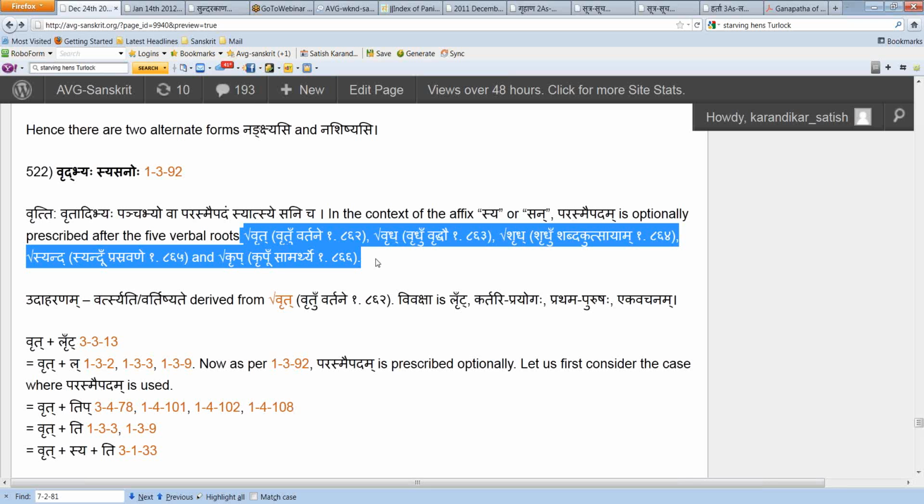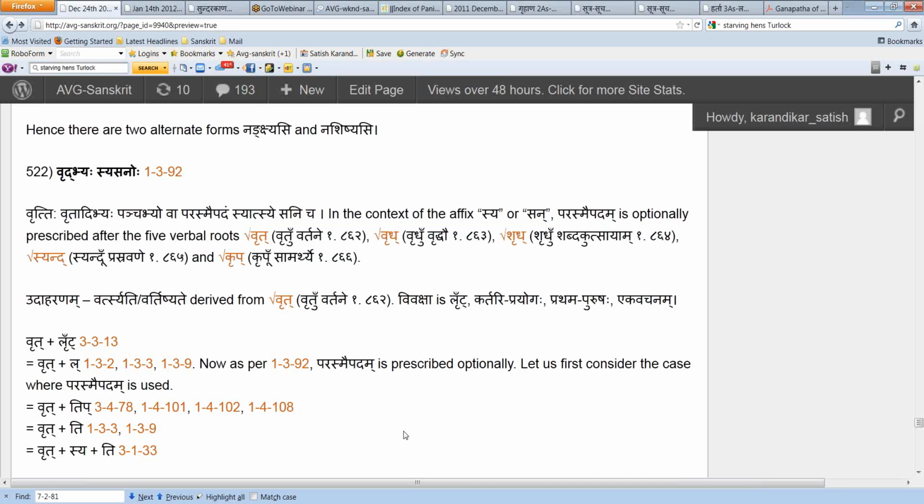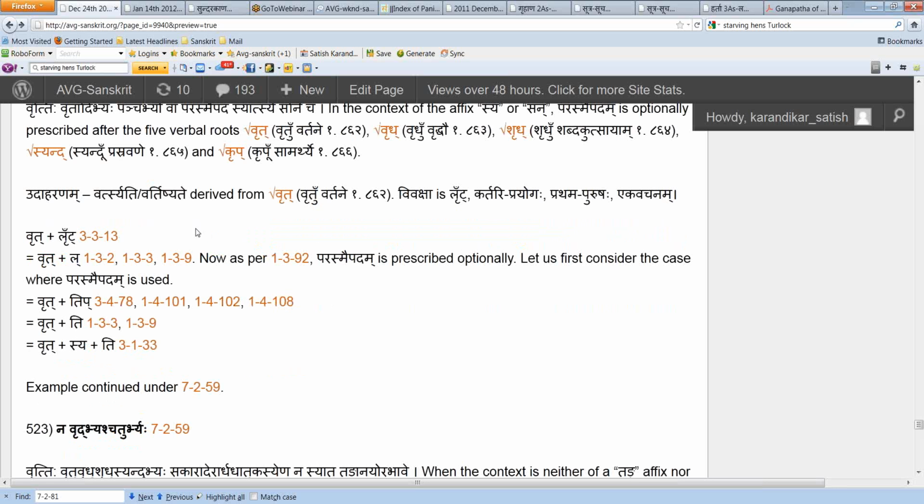But only in the context of the pratyaya sya being there, sya coming or san coming. Right now we talk about dhatu vritu vartane. We go through the usual steps. We take it, lashesh cha anubandha lopaha, pratyaya tip will come, by tiptas anubandha lopaha. Up to this point, of course, shatu, sya, luti, nothing special. Vritsyati.